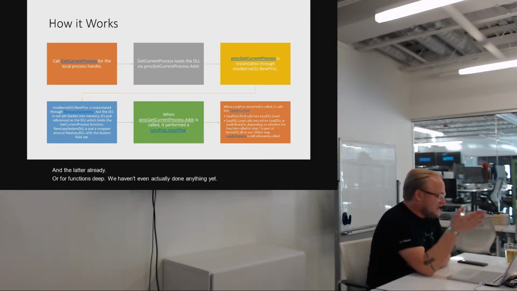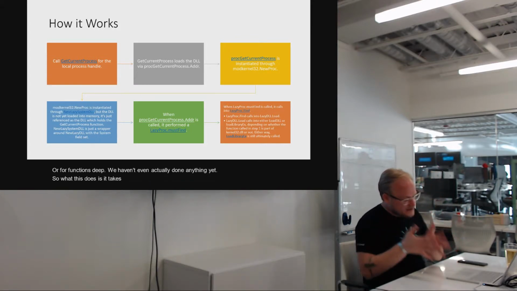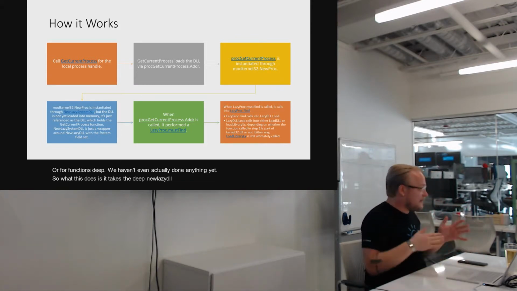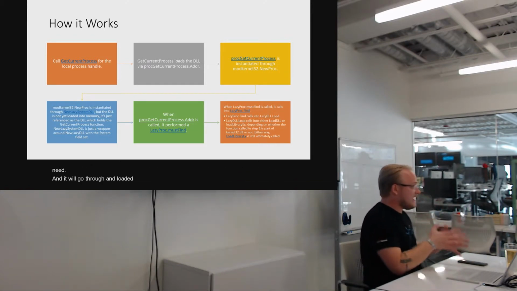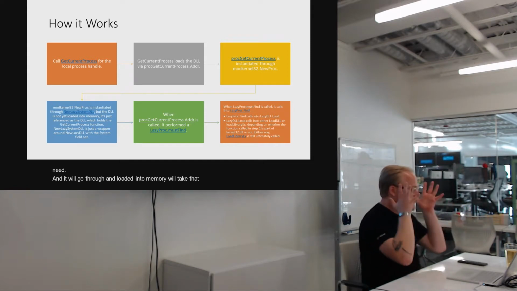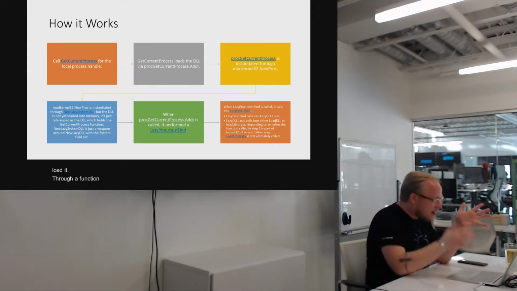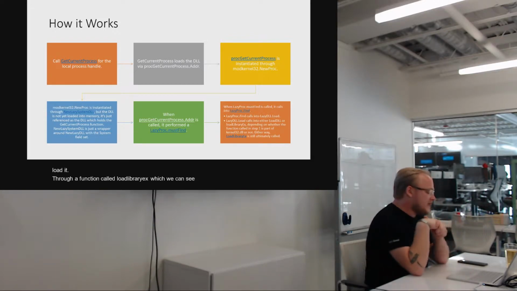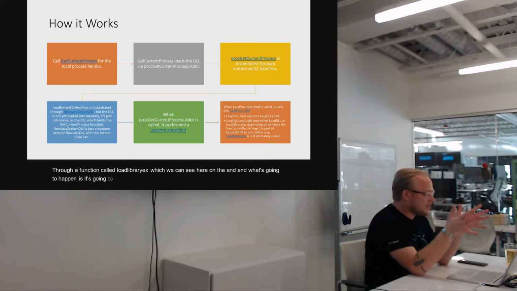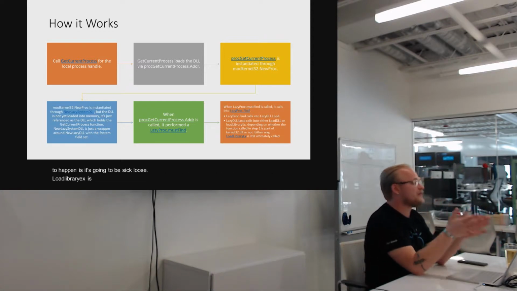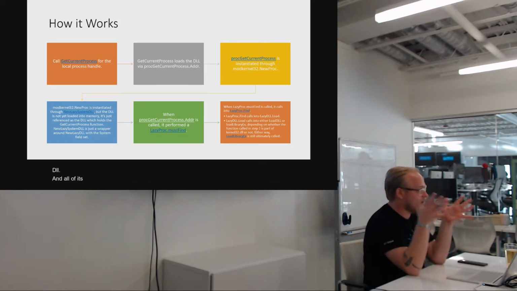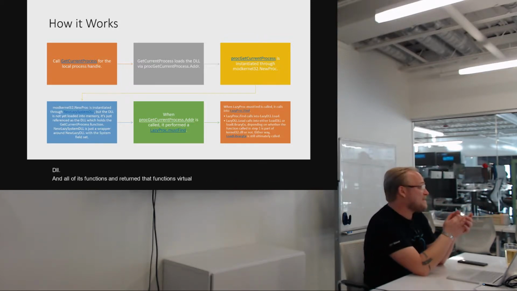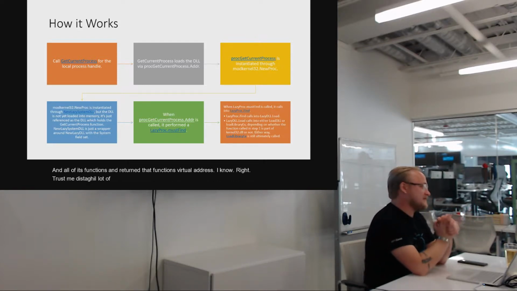So what this does is it takes the new lazy system DLL, the DLL that we need, and it will go through and load it into memory. It will take that file, open it and load it through a function called LoadLibraryEx, which we can see here on the end. LoadLibraryEx is a function of the Windows API which will search through that DLL and all of its functions and return that function's virtual address. I know, right? Trust me, this took a lot of debugging to figure out what specifically it was doing.